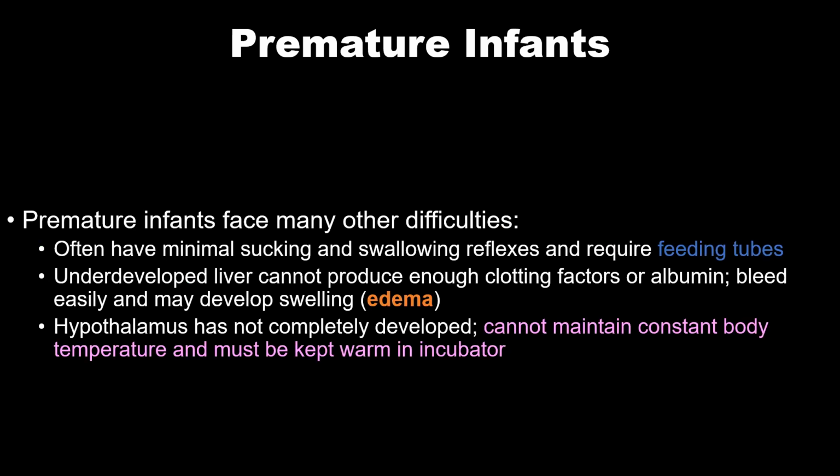You also have premature infants that face other difficulties like minimal sucking and swallowing reflexes, so they require feeding tubes. Underdeveloped livers can't produce enough clotting factors or albumin, so they bleed easily and develop swelling or edema very easily. Also, the hypothalamus is not fully developed, so they can't really maintain a constant body temperature and have to be kept warm in an incubator.